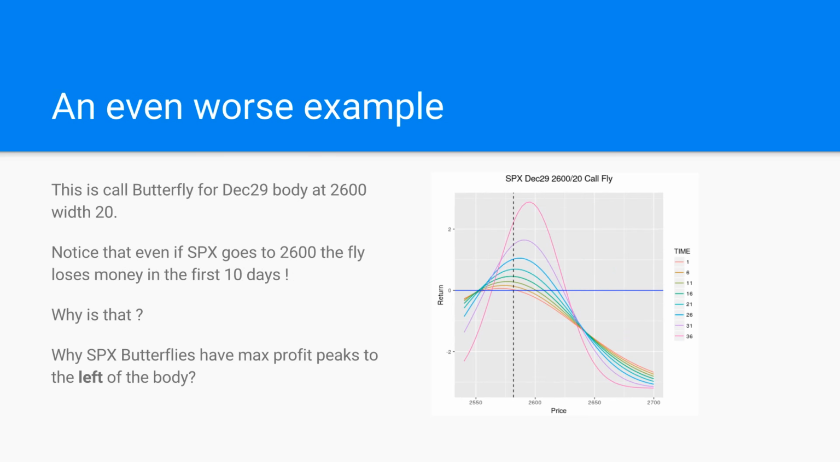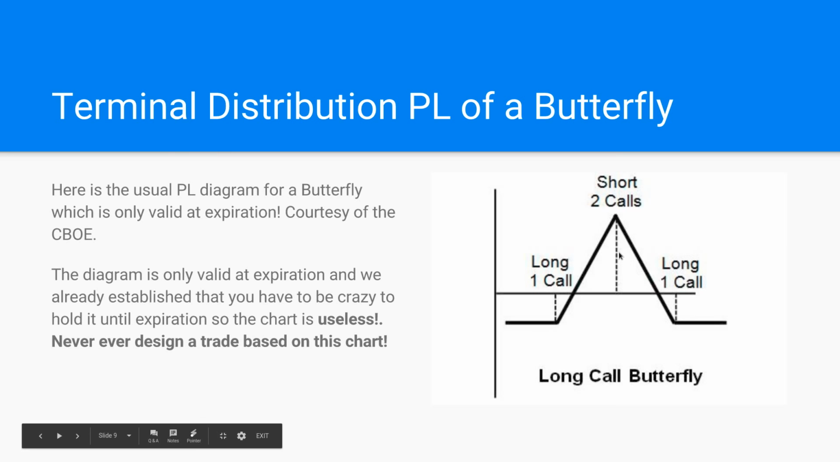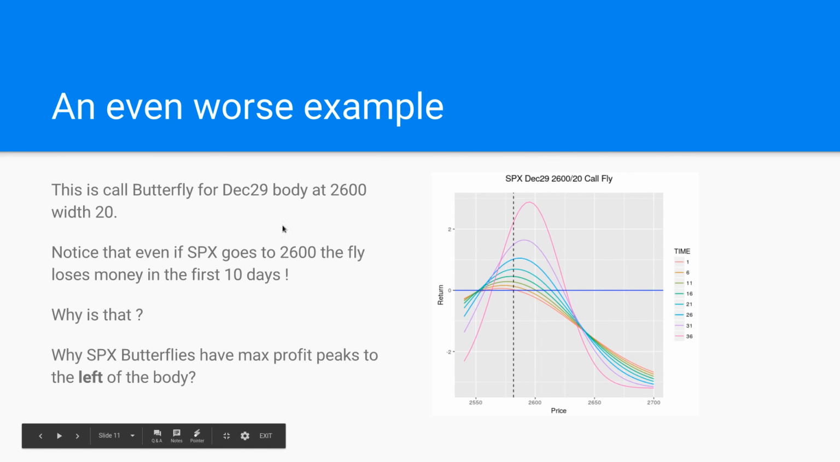Just to drive the point home, I'm going to do an even worse example. In this case, this is a call butterfly to play the market going to 2,600. So naively, I place my body at 2,600 because I saw the chart from the CBOE and I say, oh, I'm going to get the max profit here. So naively I did that. The body also with a width of 20.